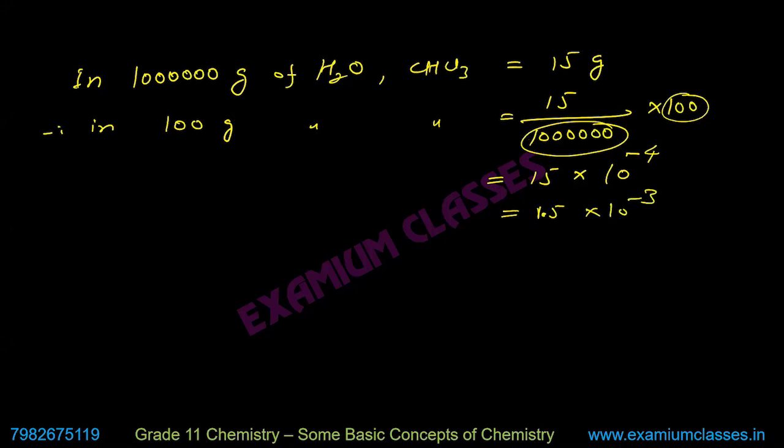In physical chemistry and in numericals of organic chemistry as well, your calculations must be strong. So this much is the percentage. Out of 1 million, you have 15. Out of 100, you will have how much? That will become the percentage. Out of 1, it will become fraction. So fraction is out of 1, percentage out of 100, ppm out of 1 million.